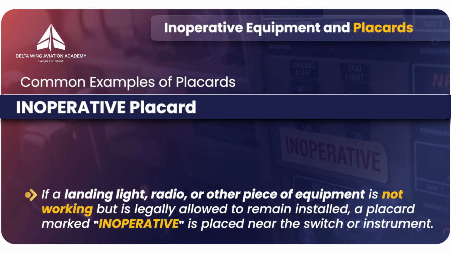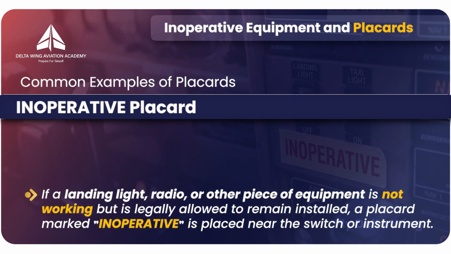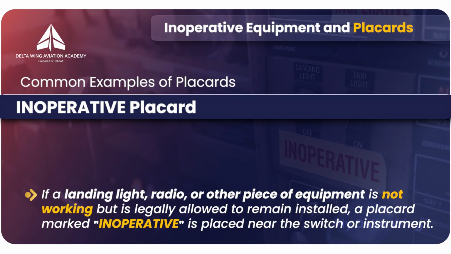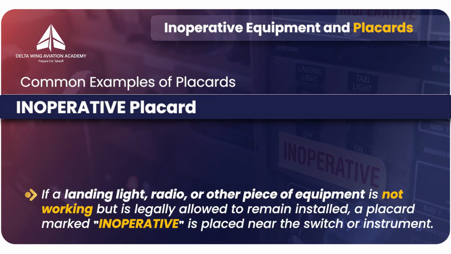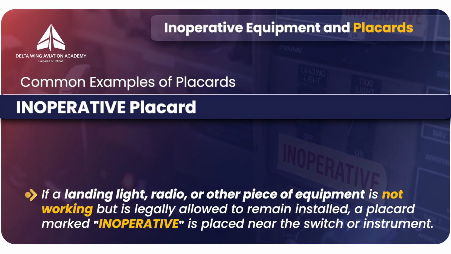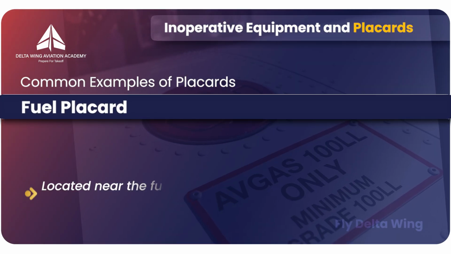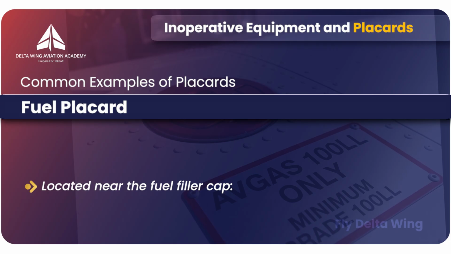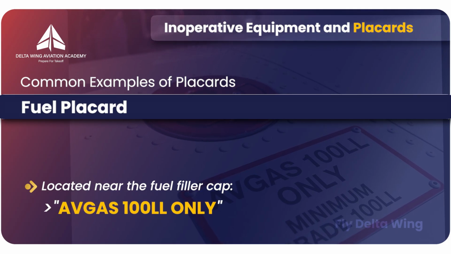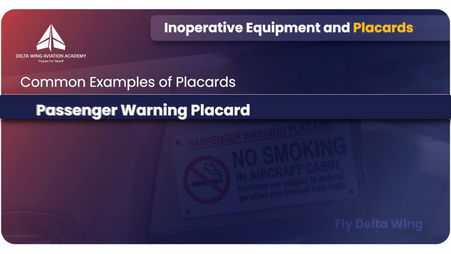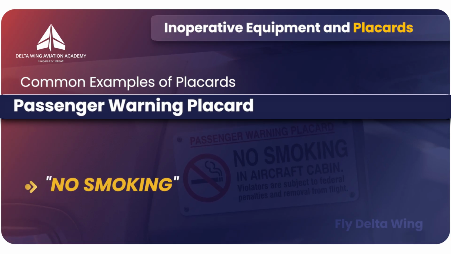Common examples of placards: inoperative placard. If a landing light, radio, or other piece of equipment is not working but is legally allowed to remain installed, a placard marked inoperative is placed near the switch or instrument. Fuel placard, located near the fuel filler cap: AVGAS 100LL only. Passenger warning placard: no smoking.